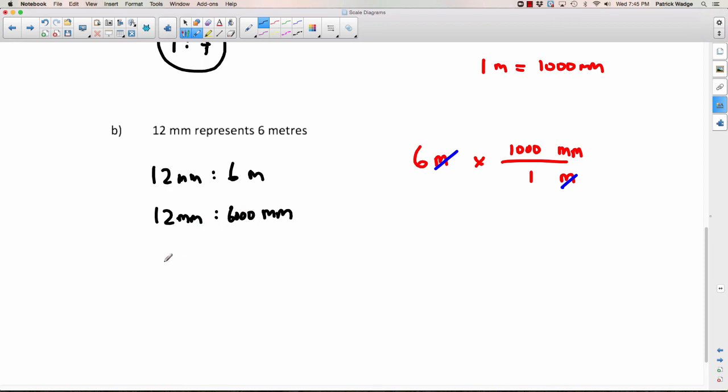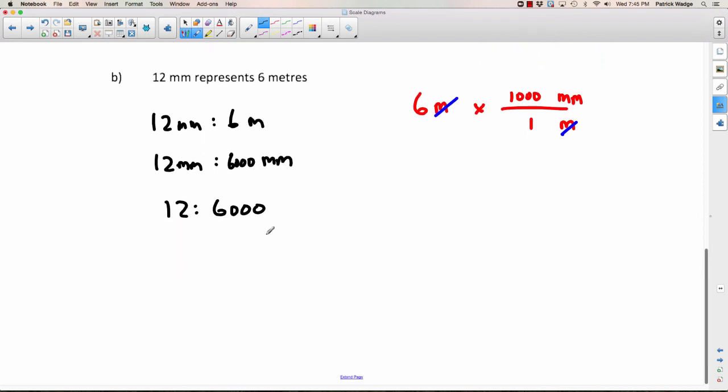Once you have the same units, you don't need to write them anymore. 12 to 6,000. If 12 millimeters equals 6,000 millimeters, then 12 kilometers equals 6,000 kilometers. 12 decimeters equals 6,000 decimeters. 12 micrometers equals 6,000 micrometers. It really doesn't make a difference. Are we done? No, we need to put it in lowest terms.